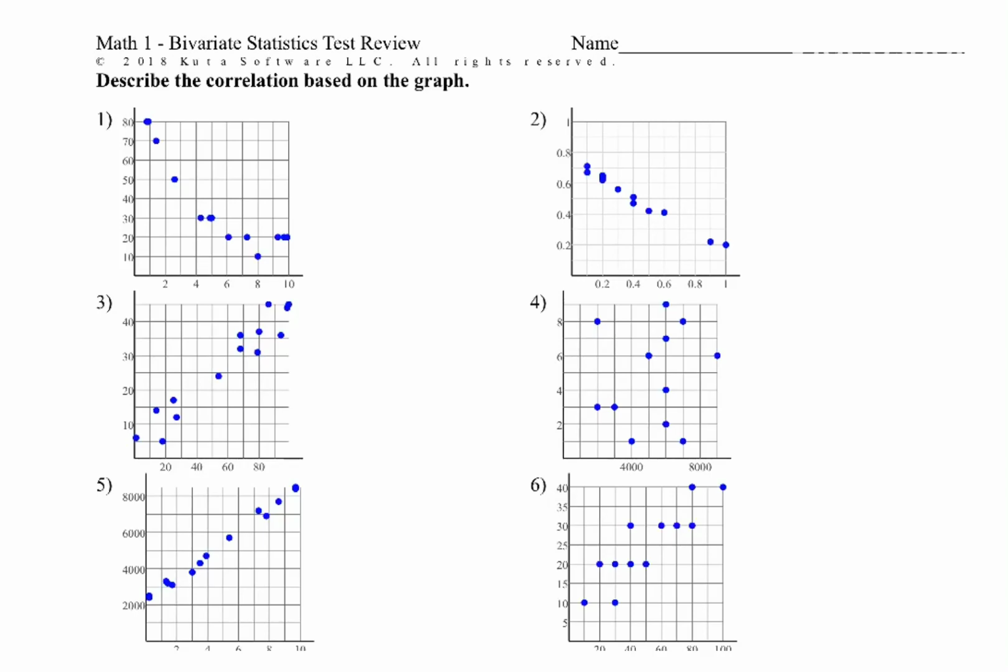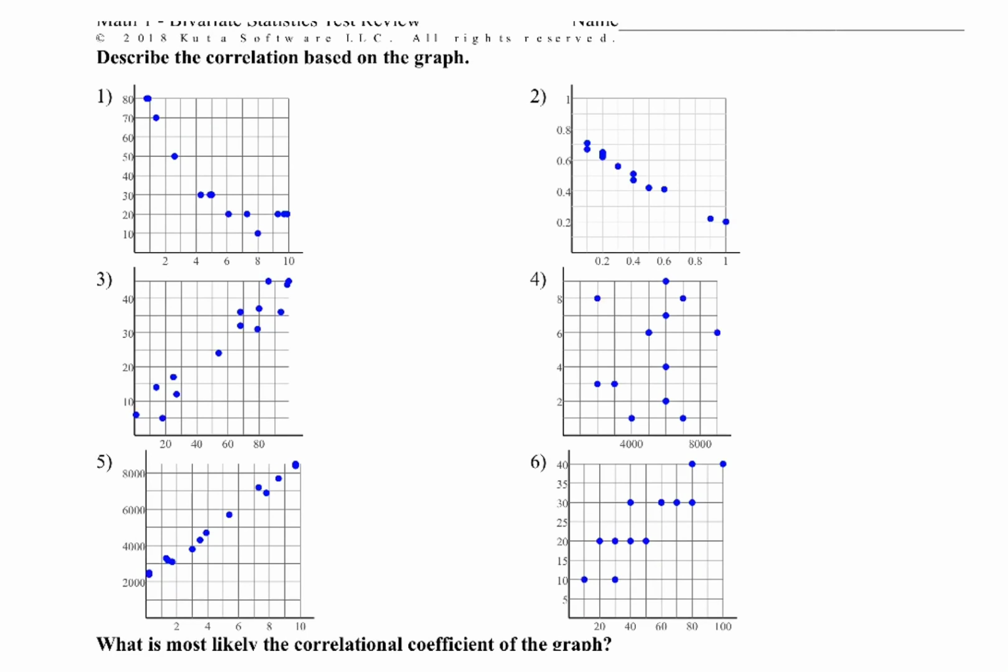Alright, let's take a look at this review. So these first 6, we're just determining what kind of correlation they have. Remember, down and to the right is negative, up and to the right is positive. If it's all over the place, no correlation. And if the points are close together, it's stronger; further apart is weaker.